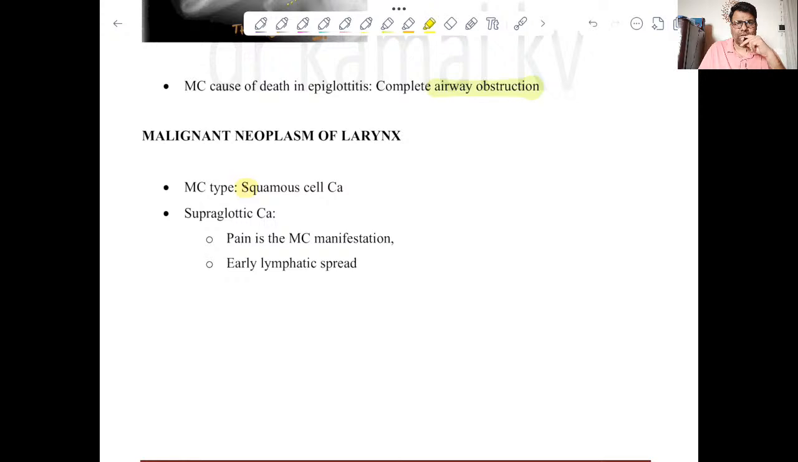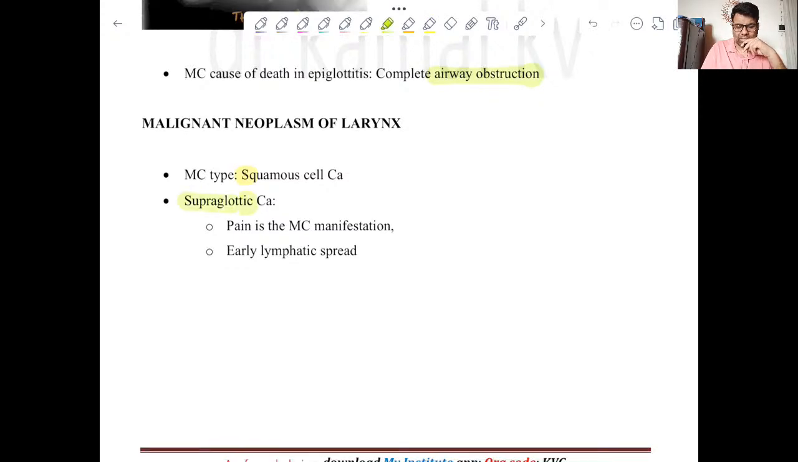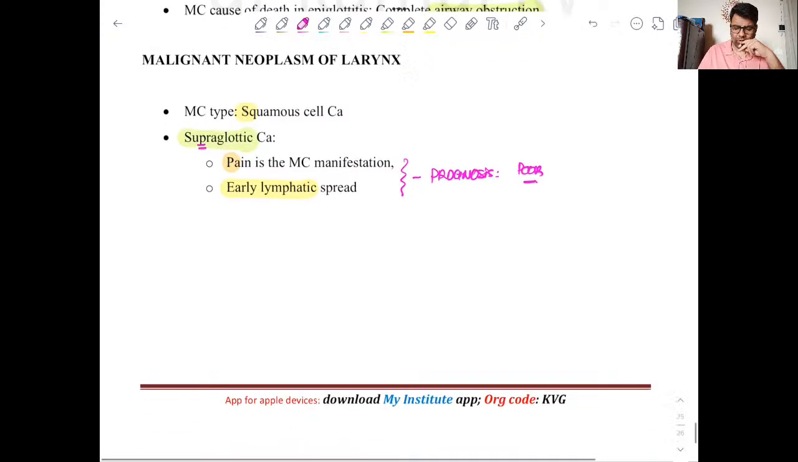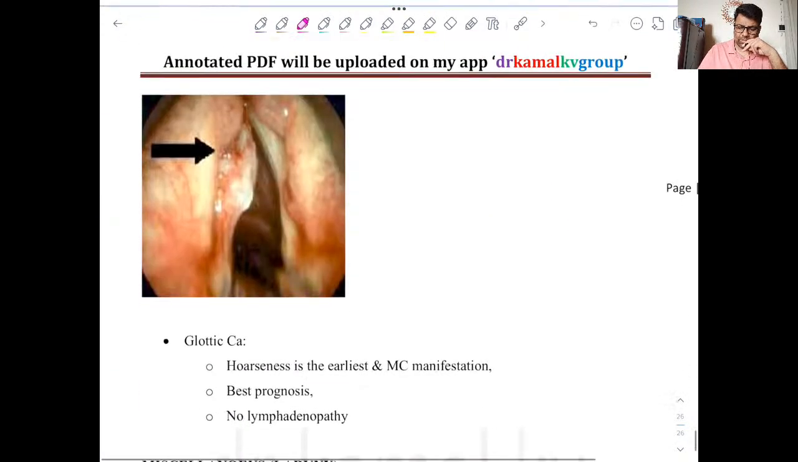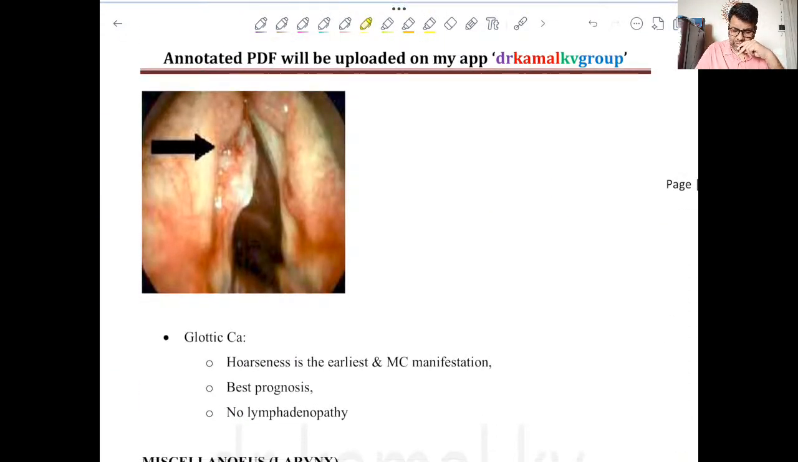Then coming to the neoplasm of larynx, the most common variety is squamous cell carcinoma, and there are two varieties to discuss. One is supraglottic, that is above the level of vocal cords, and here the most common presentation is pain, and along with that there is early lymphatic spread, right? So because of this the prognosis is poor for supraglottic variety.